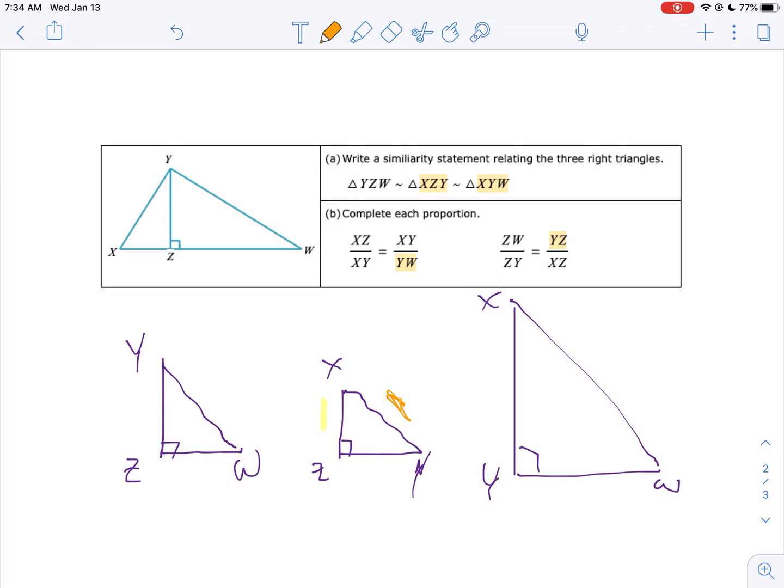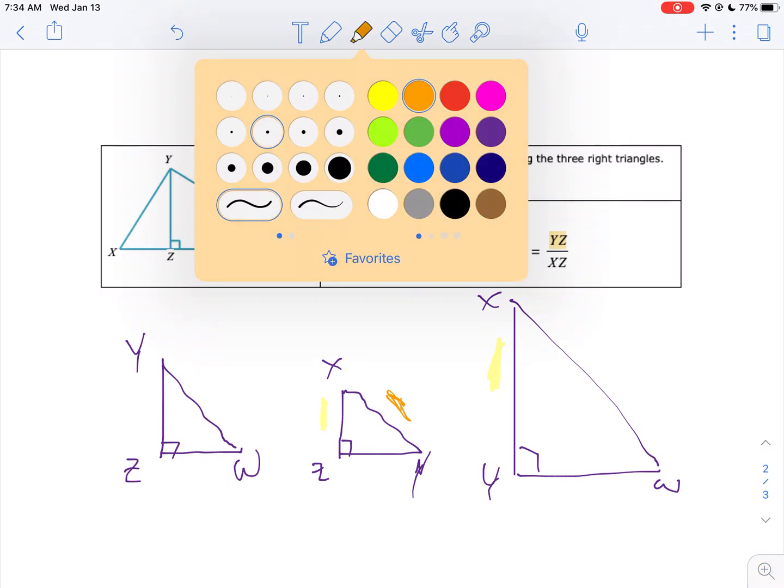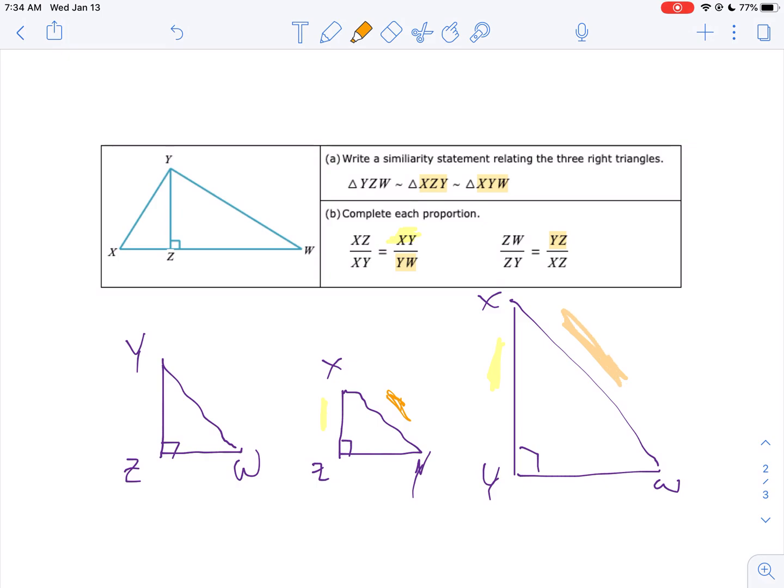Now, which one of these has XY as the longer leg? And the reason I'm looking at XY, I'm looking at right here. Well, that would be XY is the longer leg here. What is the hypotenuse of that triangle? Well, that triangle is XW, not YW. You had the second part right there.